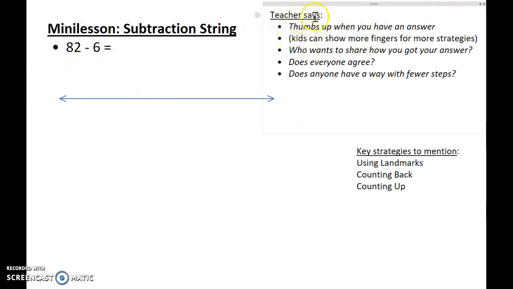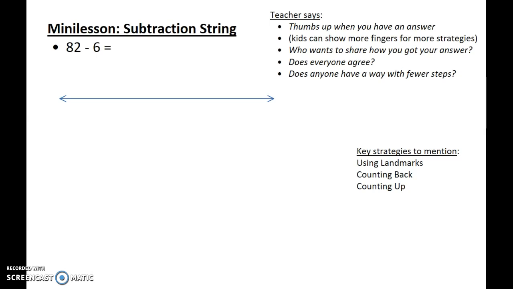Some things to consider is that what you should be saying is posing the problem. First one is 82 minus 6. And then you say thumbs up when you have an answer. Ask the kids not to stick their hand in the air, not to raise their hand when they know what the answer is, but to give a subtle, quiet thumbs up. They can put their hand on their desk or on their chest, hold it up to their chest when they have an answer with a thumb up.